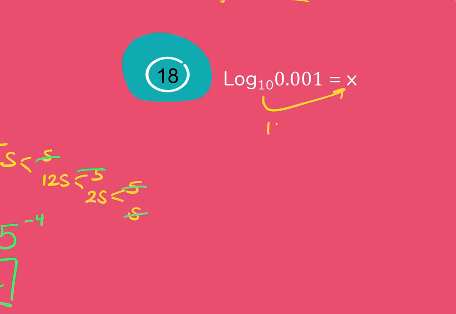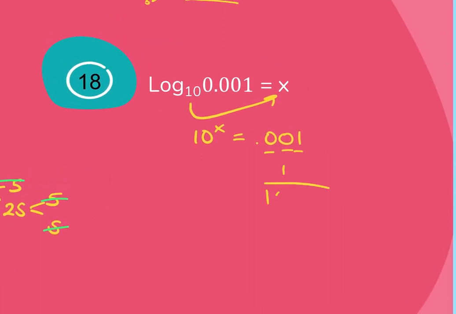10 to the x equals 0.001. So now there's two ways to look at that. One is change it to a fraction if you want to. Okay, so if it's 0.001, this is 1 thousandth. So this is 1/1000.